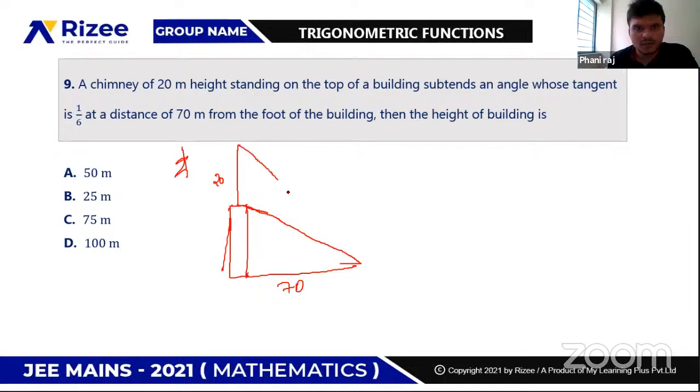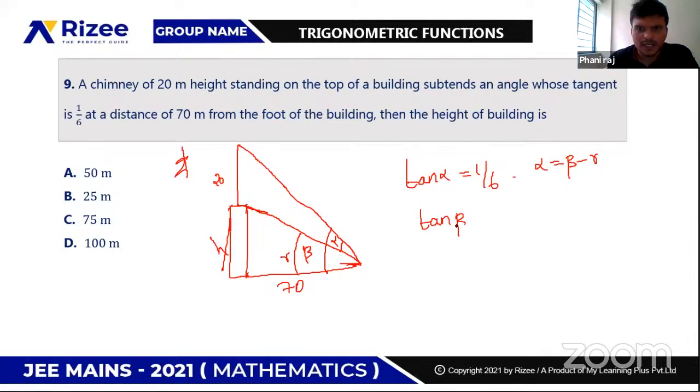So this angle is alpha, but they have given you that tan alpha equal to 1 by 6. We'll proceed in the same way as the previous problem. Let the building height be h. Let this angle be beta and this angle be gamma. So alpha equals beta minus gamma. We'll first compute tan beta. Tan beta equals (20 plus h) by 70, and tan gamma equals h by 70.